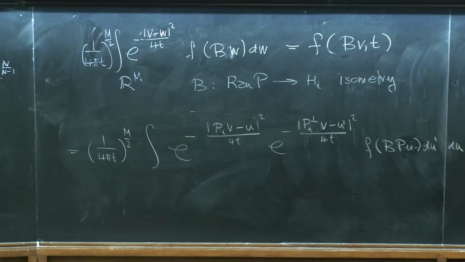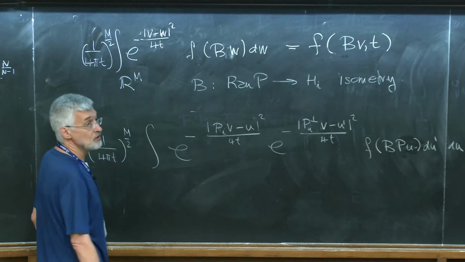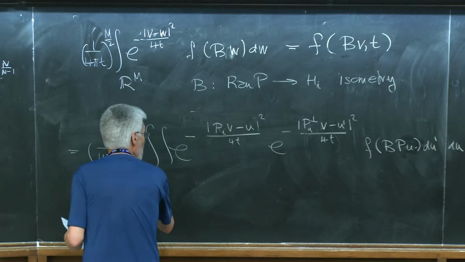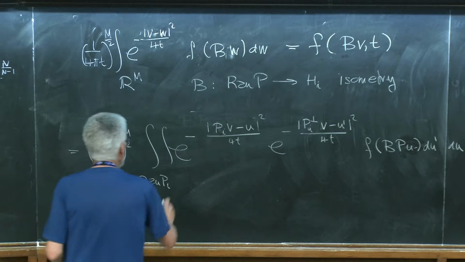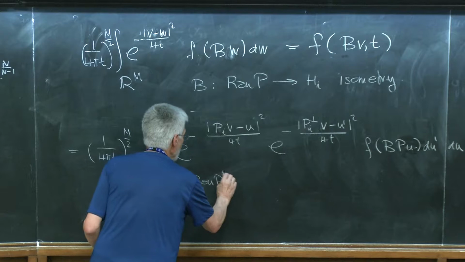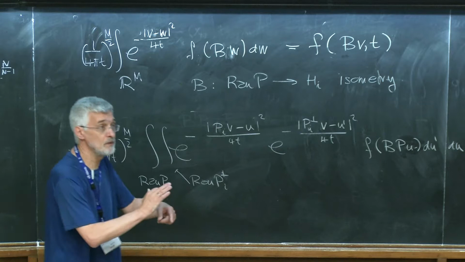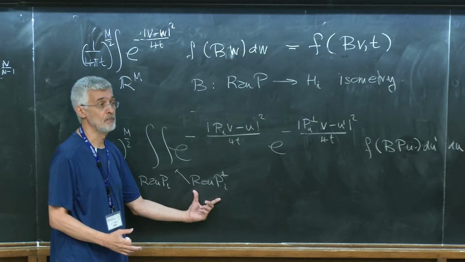Well, I have been plugging in the P_i v. So what is the u? Where do these integrals run over? The u, the last one, runs over the range of P_i. I hope I'm doing this right. Yeah, okay? This integral here runs over the range of P_i perp, so these are two orthogonal. So I have split the whole space R^m into the range of P_i and its orthogonal complement, the range of P_i perp. Okay? Good. And now you see what happens.